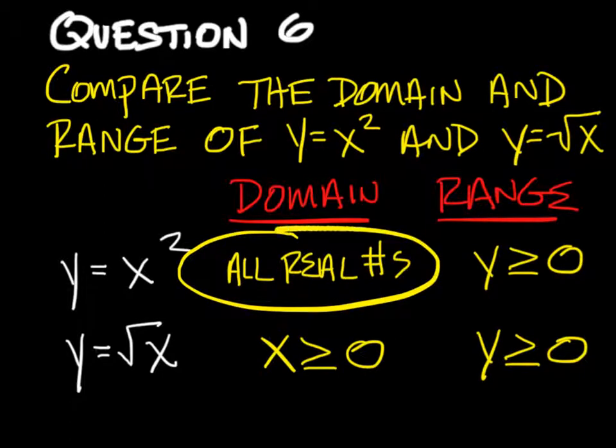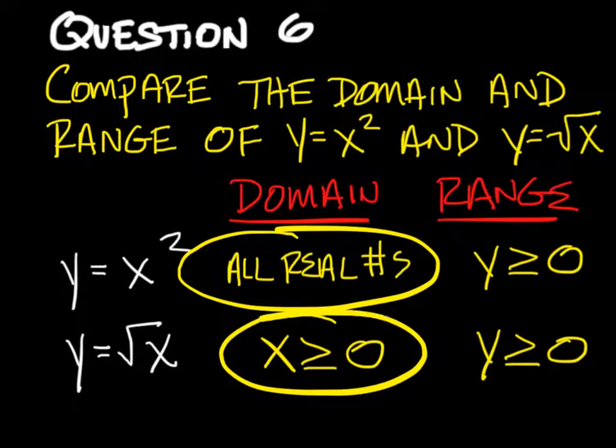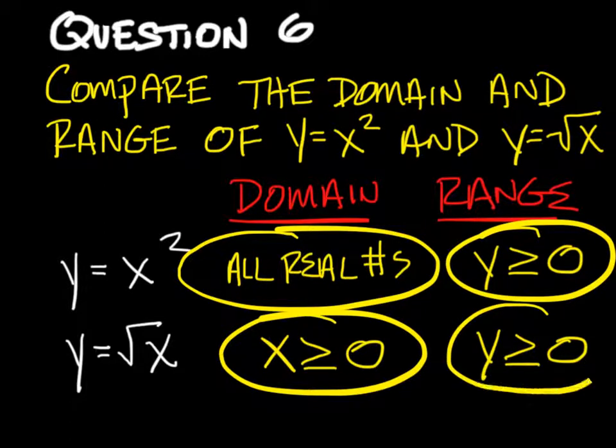Compare the domain and range of y equals x squared and y equals the square root of x. So y equals x squared: they have to be all real numbers for the domain. For y equals the square root of x, it's got to be x greater than or equal to 0. And then the range for both of those is y greater than or equal to 0.